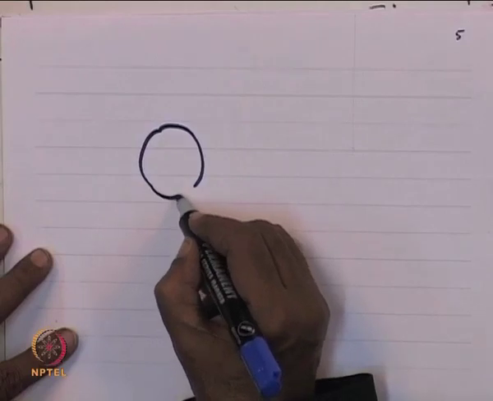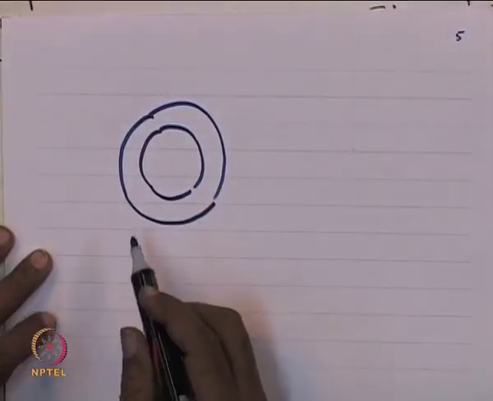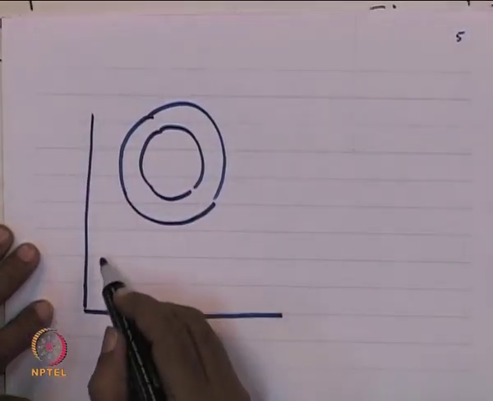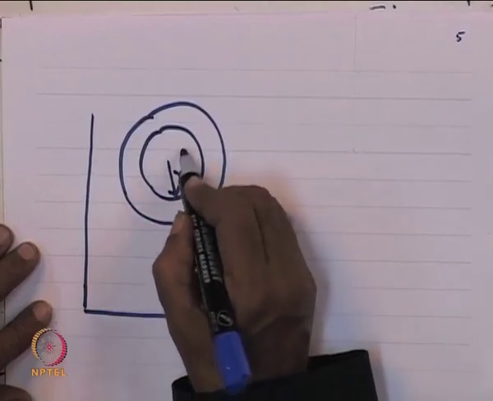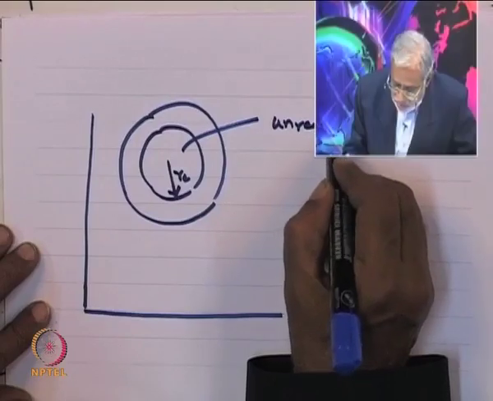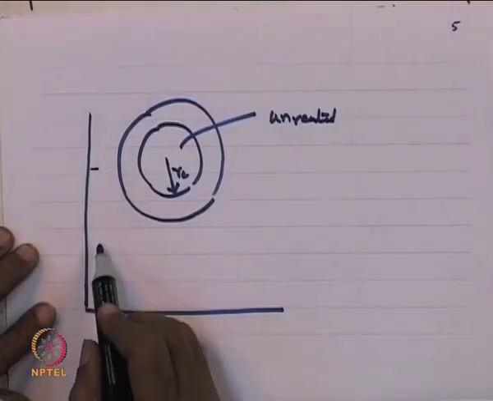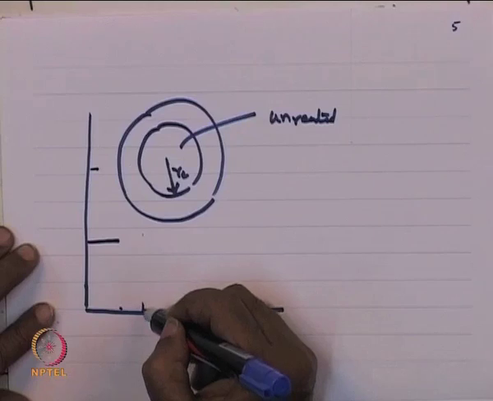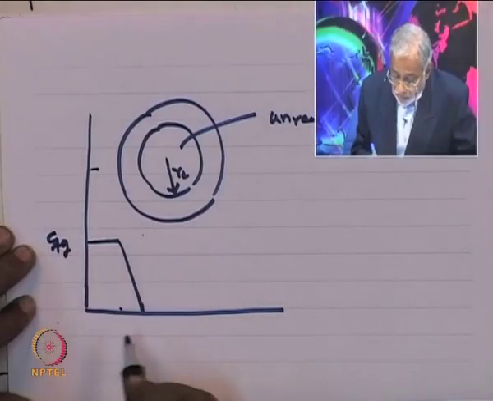Let us quickly recognize the situation once again. Our situation is this. We have the concentration, this is r_c, this is unreacted. Now, what we are saying is that this concentration remains, I will write here concentration, and then between this point and this point, this concentration drops. This is C_Ag. This is distance.